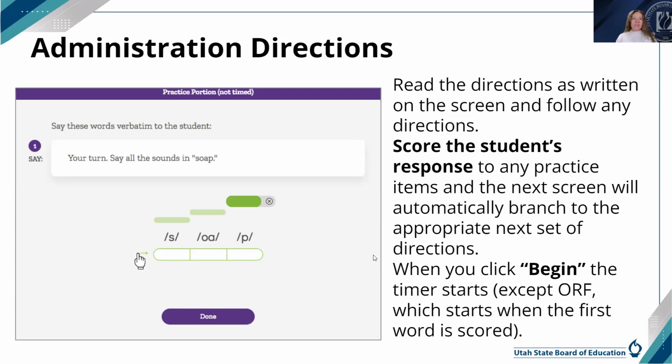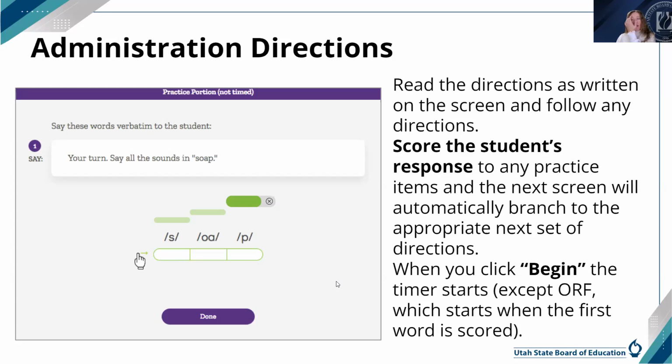For letter naming fluency, there's no practice that you need to score, but a number of the other assessment measures do have practice items that you score. If you score them incorrectly, it will branch to additional directions to have the student practice again. If they're scored correctly, it will just take you to the next practice item. So for today's purposes, you can put in some incorrect, some correct to see how that works. When you click begin, the timer does start, except for oral reading fluency. But for all of the other measures that we're going to be practicing, when you click begin, the timer starts.